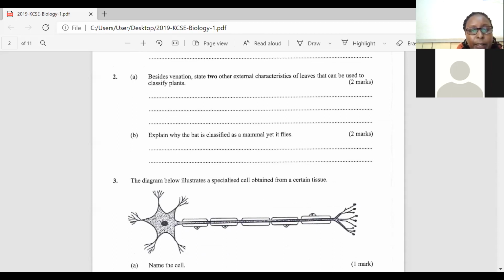Question two, part A. Besides venation, state two other external characteristics of leaves that can be used to classify plants. That is also a chapter in Form 1. It's also another chapter we have in Form 1. That is classification 1. Also, the student here had to know the characteristics we have in leaves. In such a case, we also apply classification 1 in classification 2, mostly when we are dealing with the dichotomous key.